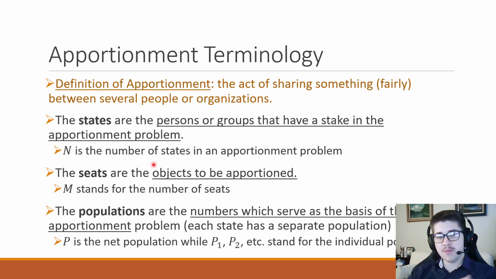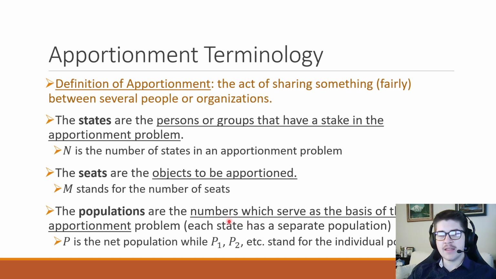The seats are the objects that are actually getting apportioned, where the book uses capital M to stand for the number of seats. So in the Electoral College, I believe it's 530. I don't remember the number off the top of my head. I think it's 536. Or no, that doesn't make sense. Whatever it is, you can look it up. But basically, there's a fixed number of seats, and those are going to be distributed to all the states, and all of those add up to the total, of course.